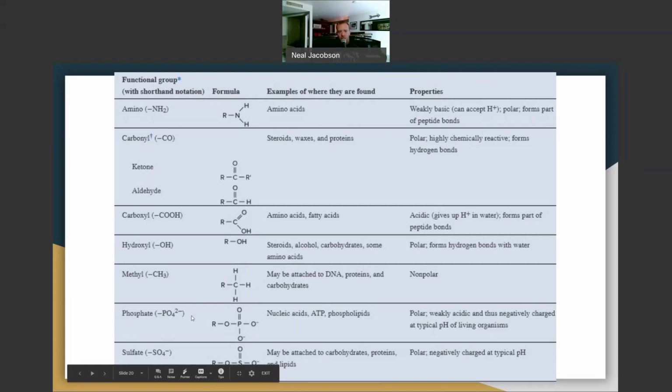So we'll see phosphates a lot. So get used to this, right? Be able to identify phosphates, hydroxyls, carboxyl groups, amino groups. Those are ones we'll see a lot. Sulfate. Well, you see sulfates, they're in biology for sure. We don't really deal with them too much in intro bio.